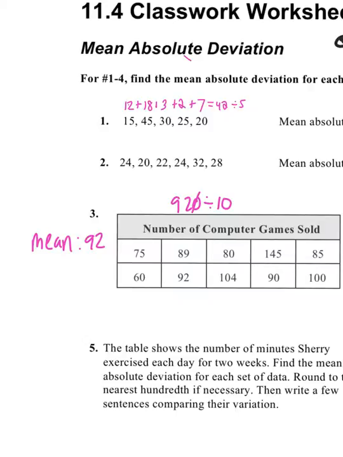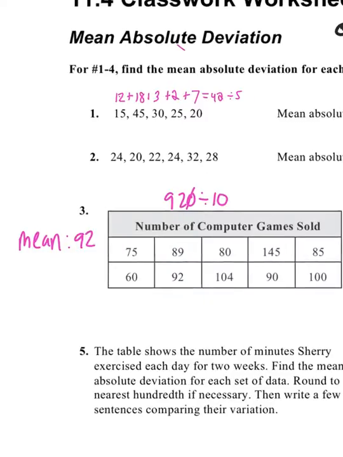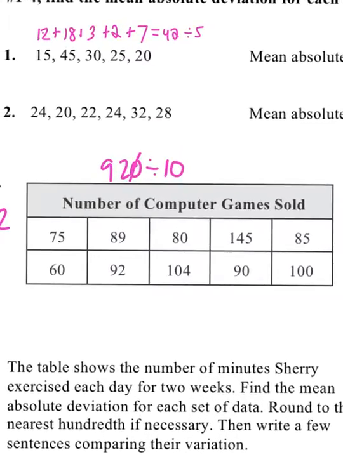So check these in case you messed up. Let me zoom in here. Okay, so 92 minus 75 is 17. 92 minus 89 is 3. 92 minus 80 is 12. 145 minus 92 is 53. 92 minus 85 is 7. 92 minus 60 is 32.